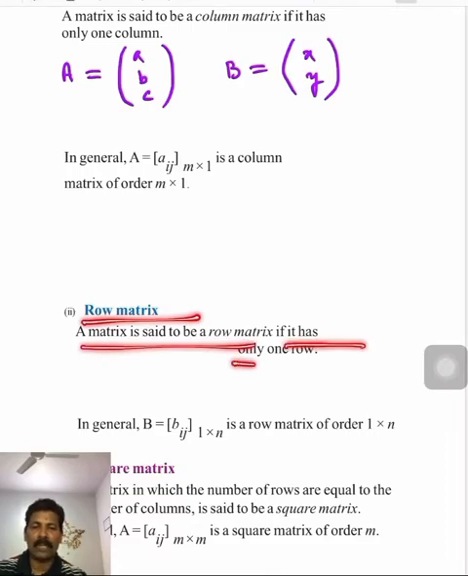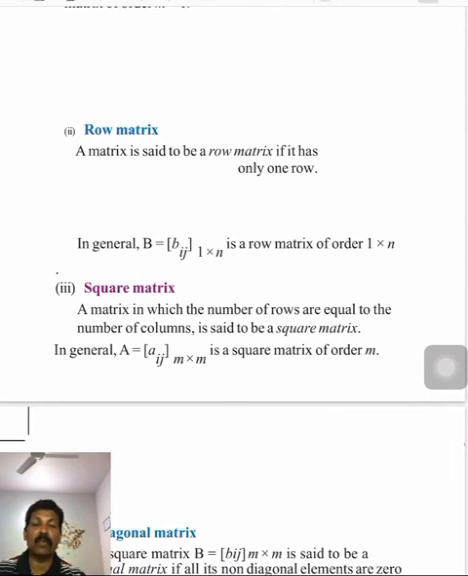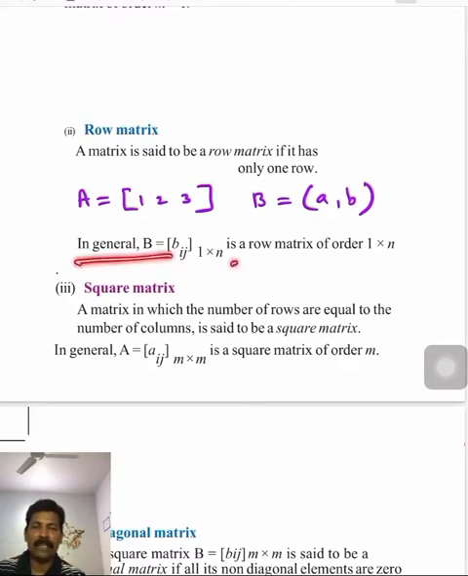Next is row matrix. A matrix is said to be a row matrix if it has only one row. In general, B is equal to [Bij] 1 by n is a row matrix of order 1 by n because it has only one row. 1 by n means one row and n columns. Columns can be many, but the row should be only one. For example, A is equal to [1, 2, 3], B is equal to [A, B].